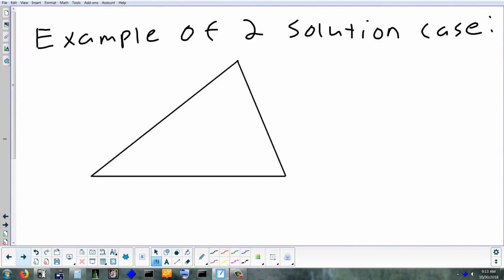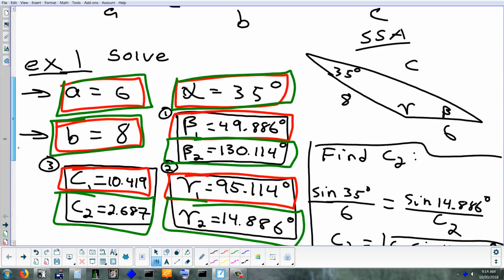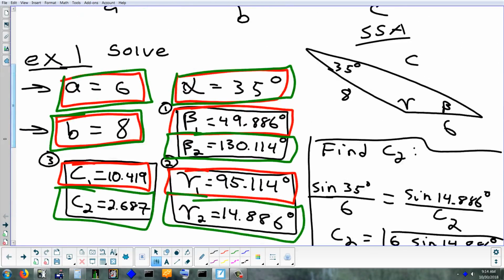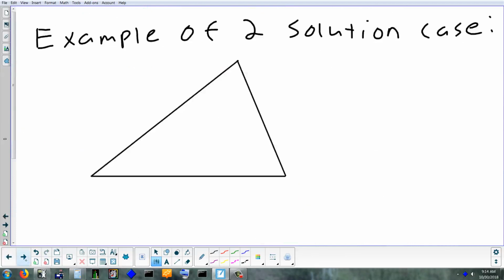So, whenever you have a 2-solution case, they always have 3 things in common. A side, and an angle. Those 3 things have to stay the same in each triangle. So I'm going to draw 2 triangles right now that have a side, and an angle in common, but they're 2 different triangles. Right? So I'm going to start with this one. Okay, so I've got a triangle.